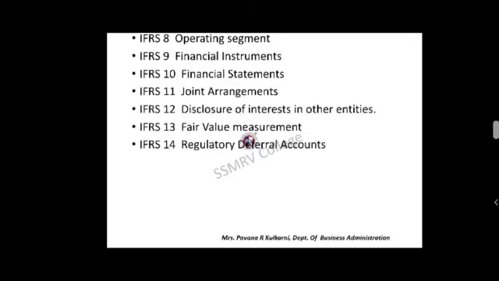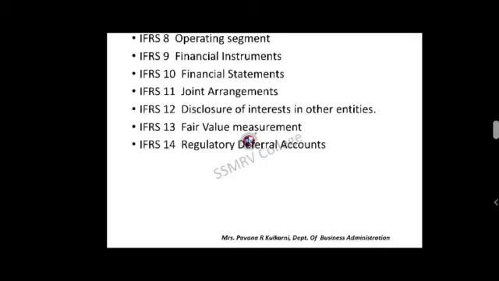IFRS 10, it is for financial statements. Whether the financial statements are giving a true and fair value, that should be stated according to this IFRS 10. IFRS 11 is for joint arrangements. Whether the company is making some joint arrangements, whether it has combined its activity with any other company, that should be stated according to IFRS 11. IFRS 12 is for disclosure of interest in other entities. If the company is having any interest in other entities, that must be disclosed.